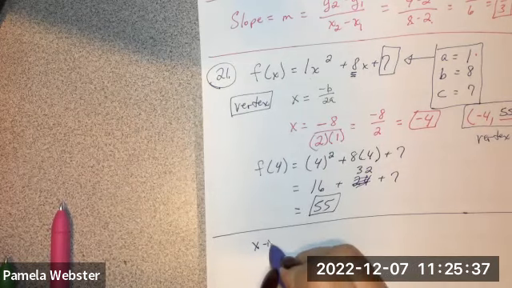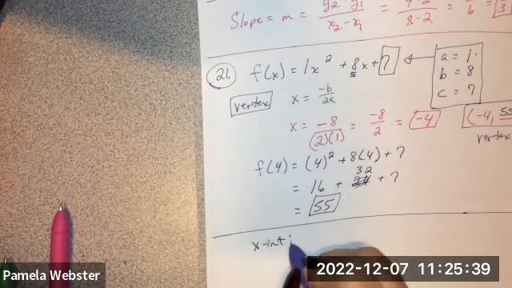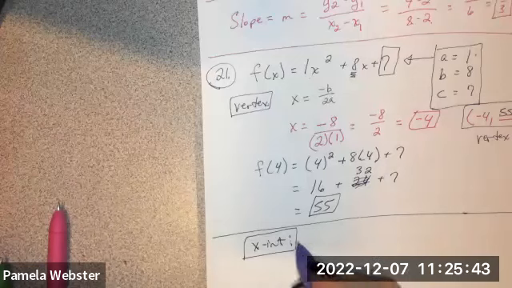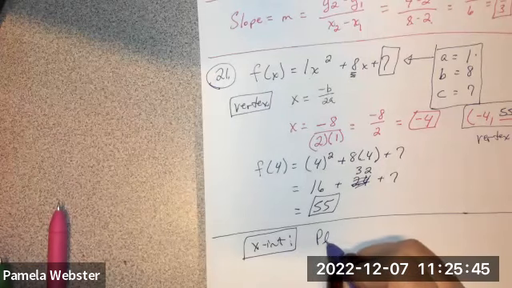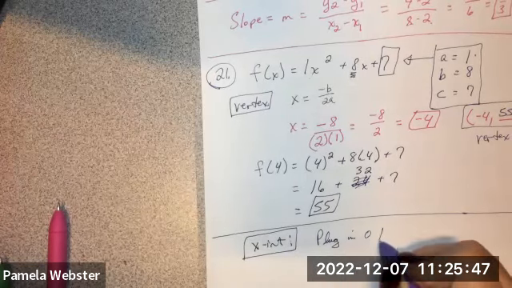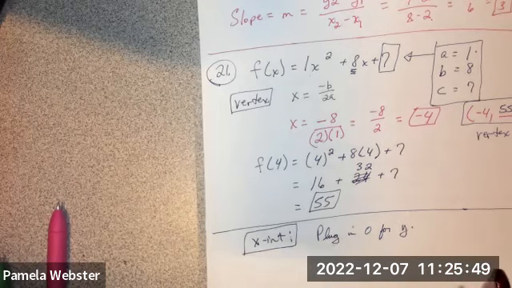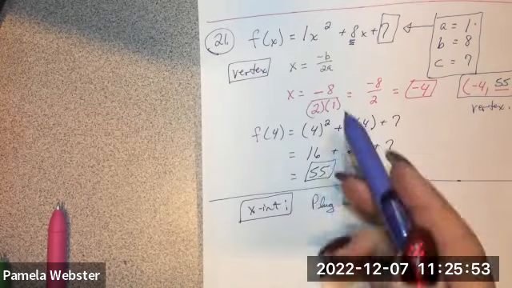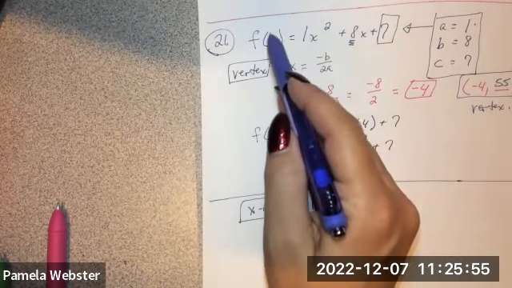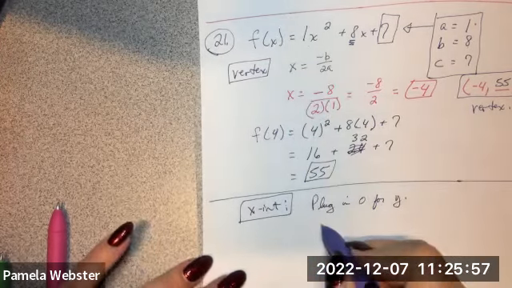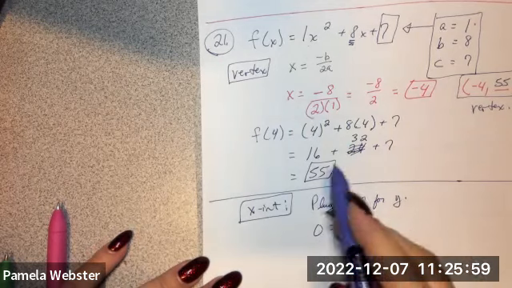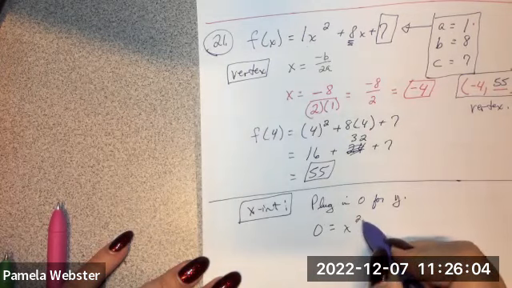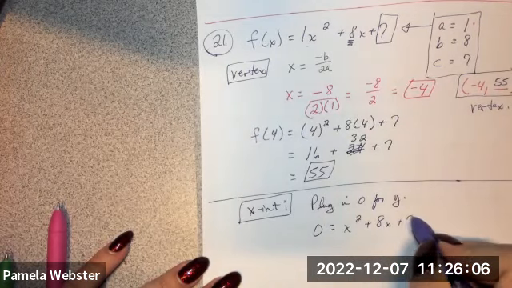So for the x-intercept, remember for both of these, you always plug in 0 for the opposite variable. I want the x-intercept, so I'm going to plug in 0 for the y. Now, my y is the f of x out here, right? That's the same thing. So this is going to be 0 equals x squared plus 8x plus 7.